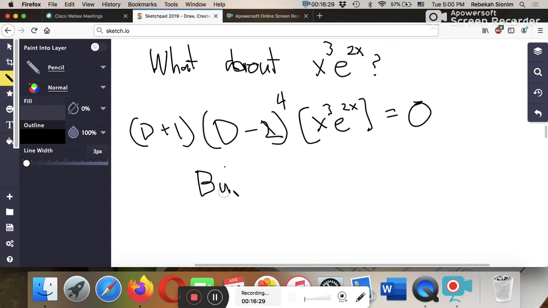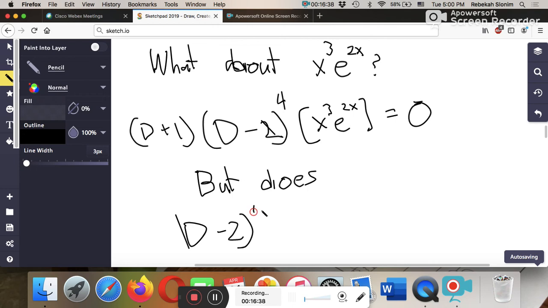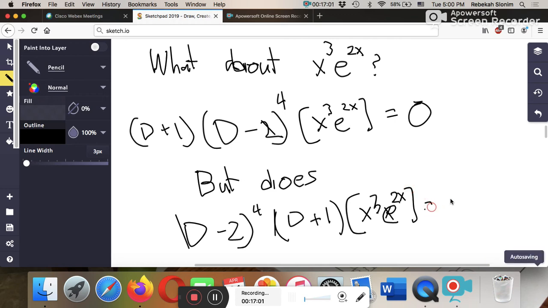But does d minus 2 to the 4th, if we apply it second, if we first apply d plus 1, it's less clear immediately, at least. It's less clear that that should annihilate. Whoops, that should have been an e. e to the 2x, we'll say that. It's less clear that that should be 0.